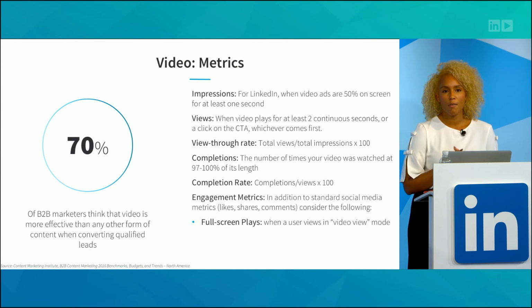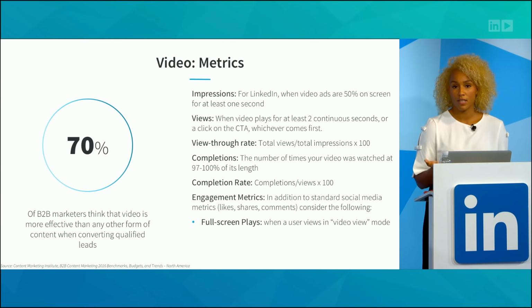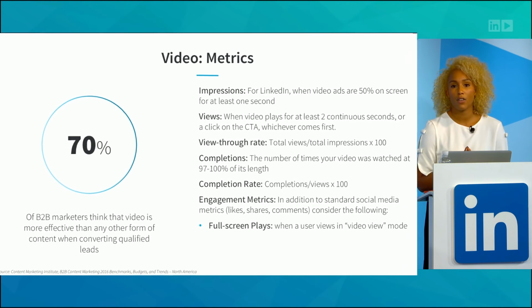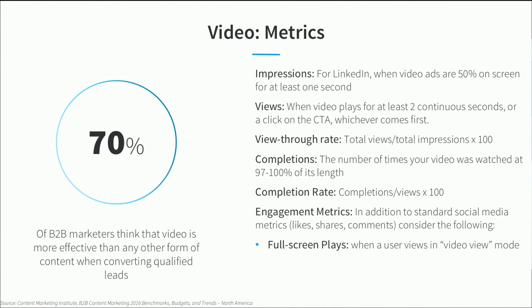So what video metrics should we use to measure success on the platform? Firstly, we can see impressions, so people that have seen 50% of your video within their screen. Views, so those who have actually watched it for 2 seconds or more. Our view-through rate, so basically our views divided by our impressions. Our completion rate, so those that have actually completed the video. Completion rate, which is that over view-through rate.